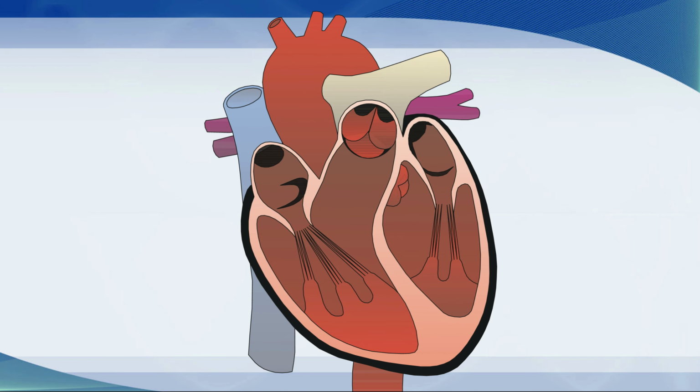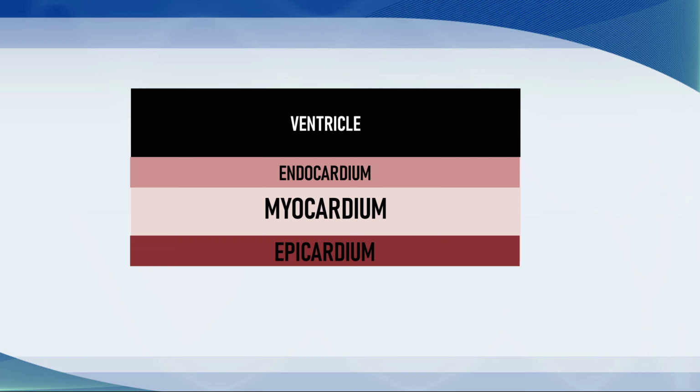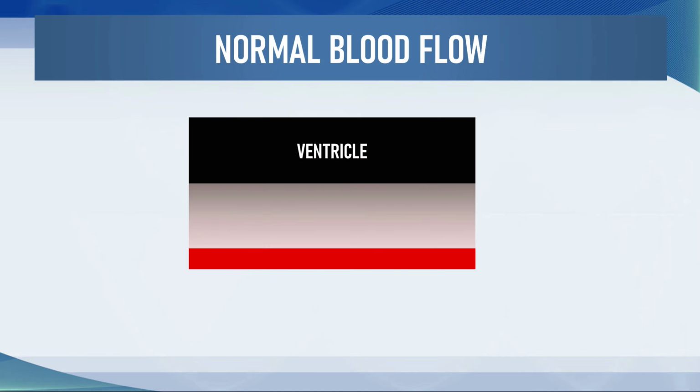This is a cartoon of the heart, and we're going to look at a little segment of the left ventricular wall for a minute or two. The cardiac muscle is known as the myocardium. The surface that abuts the ventricle is the endocardium, and the outside, where the coronary arteries are located, is the epicardium. Blood flows from the epicardium to the endocardium.